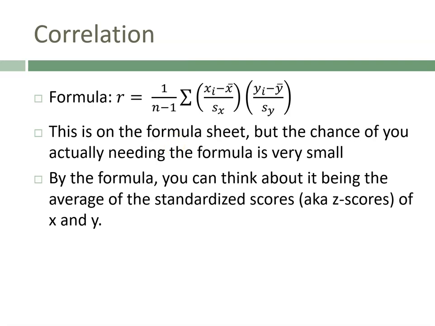You can think about this formula as being the average of the standardized scores, aka the z-scores of x and y. So if you recall, to find a z-score, you take x minus the mean divided by the standard deviation. So each x value minus the mean of the x's divided by the standard deviation of the x's, and then each y value minus the mean of the y's divided by the standard deviation of the y's. And then we're adding them all up and dividing by n minus 1, so it's kind of like the average of those. Okay.